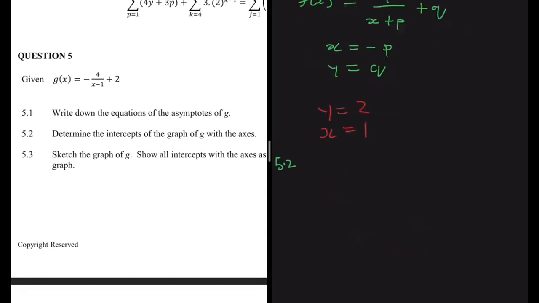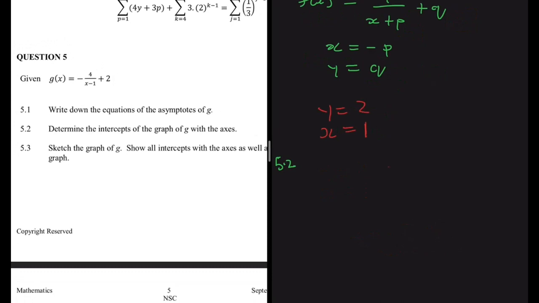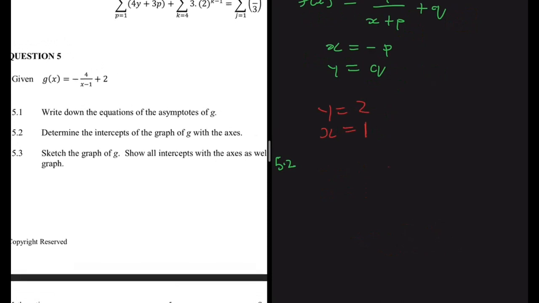5.2 says, let's determine the intercepts of the graph of g with the axes, right? So we need the intercepts. We have two intercepts, the y-intercept and the x-intercept. Let's start with the y-intercept. What do we know about the y-intercept? We know fully well that for the y-intercept, x is equal to 0, right?